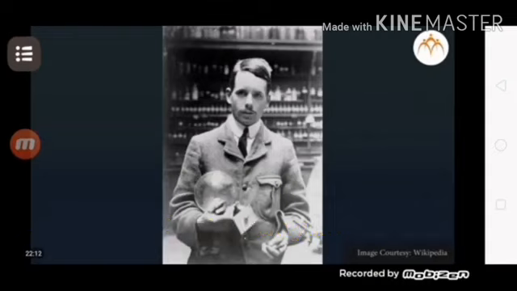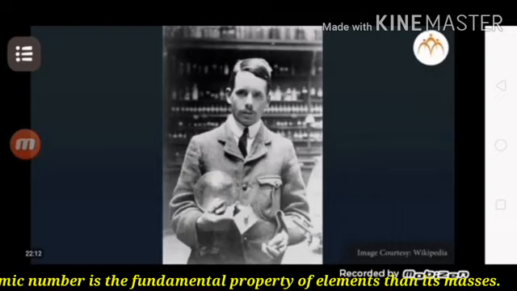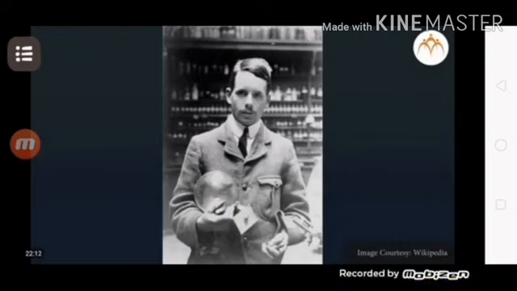that the atomic number of an element corresponds to the positive charge on the nucleus, or the number of protons in the nucleus of the atom of that element. This revealed that atomic number is a more fundamental property of an element than its atomic mass.